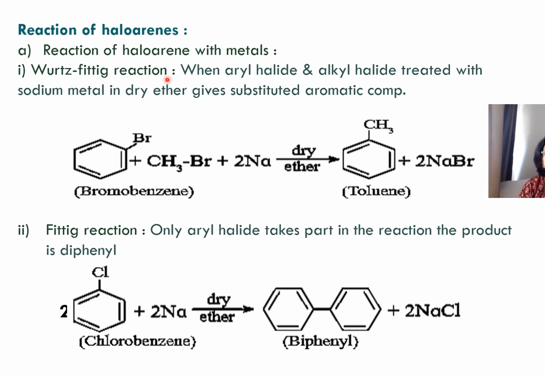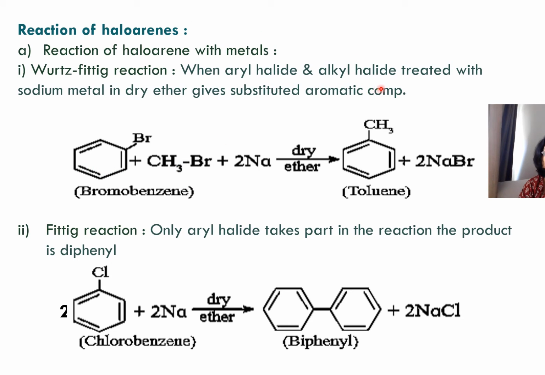In the Wurtz-Fittig reaction, the aryl halide and alkyl halide are treated with sodium in the presence of dry ether, and it gives alkyl benzene. Okay, so if I take bromobenzene and I react it with methyl bromide treated with sodium in the presence of dry ether, what do I get here? Toluene plus sodium bromide.